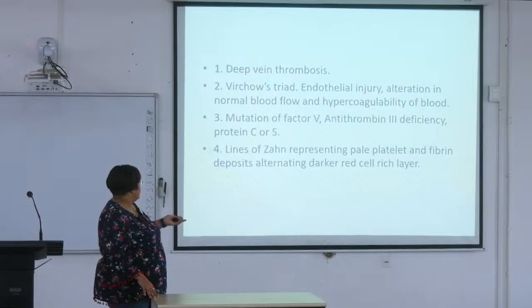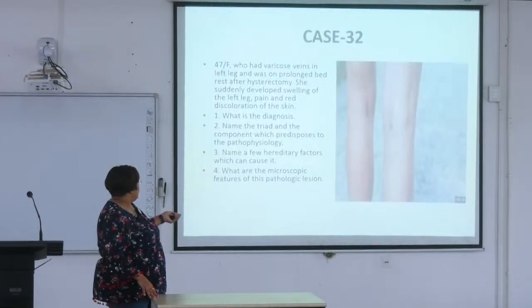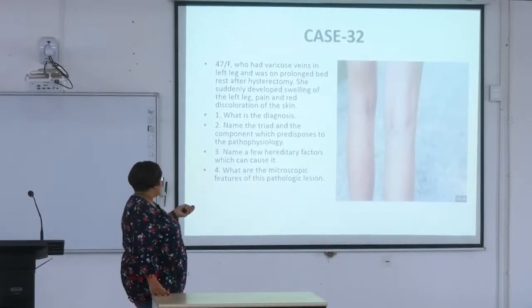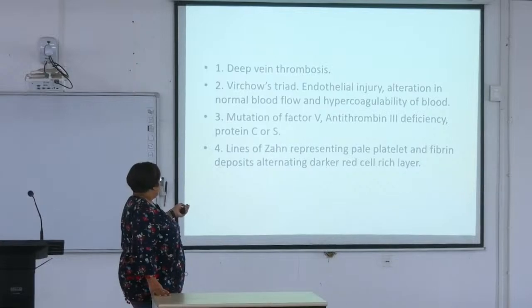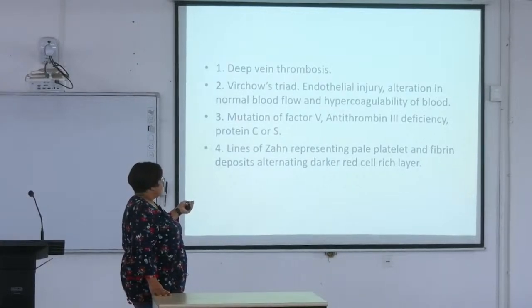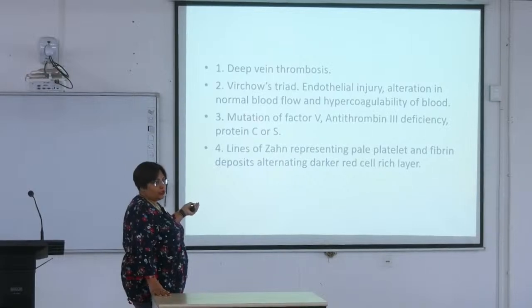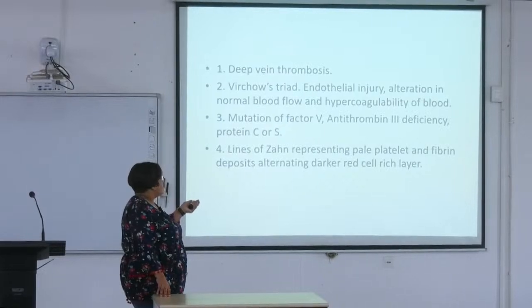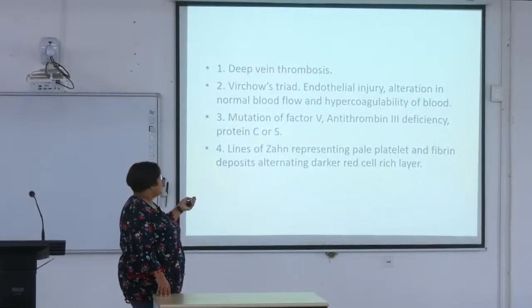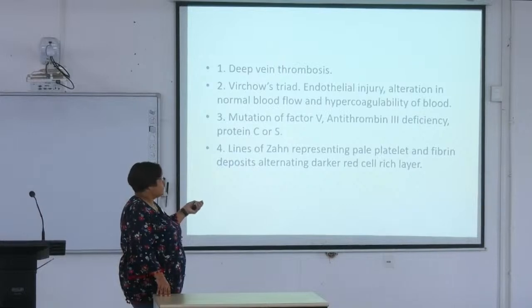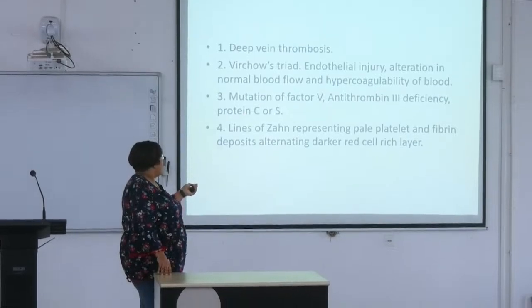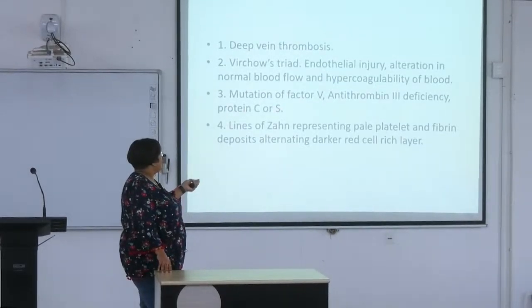What was the next question? Name a few hereditary factors which can cause it. Hereditary causes of hypercoagulability. Factor 5 Leiden mutation, which you have read about in the coagulation pathway, the factors involved in coagulation. There is a factor called factor 5. Mutation in the factor 5 causes hypercoagulability. Antithrombin 3 deficiency causes hypercoagulability. And protein C and protein S, these are the factors which prevent blood from clotting within the blood vessels.